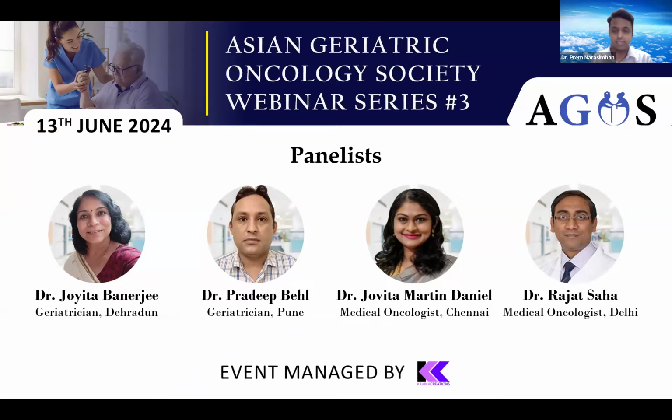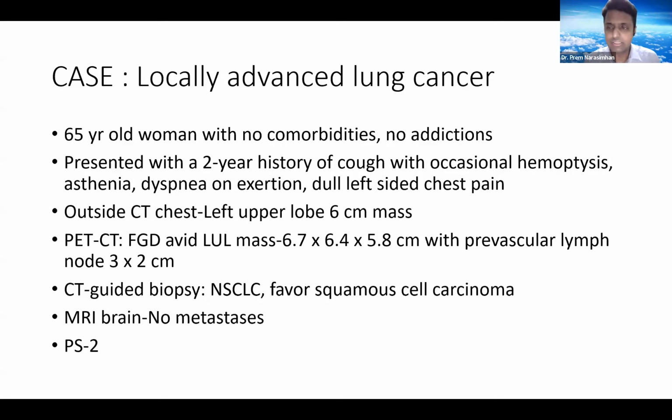I'm going to be presenting a case, and you'll obviously have your views on how we should go about treating the older patient. So this is basically a case of a locally advanced lung cancer. It's a 65-year-old with no comorbidities, no addictions, presented with a two-year history of cough with occasional hemoptysis, asthenia, dyspnea on exertion, and dull left-sided chest pain. The outside CT chest showed a left upper lobe 6 cm mass, and the PET CT showed a left upper lobe mass of 6.7 x 6.4 x 5.8 cm with a prevascular lymph node of 3 x 2 cm. CT-guided biopsy shows NSCLC, favors squamous cell carcinoma. MRI brain showed no brain mets, and performance status was 2.